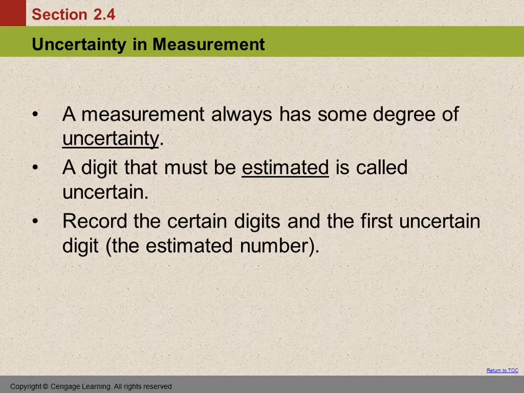Even digital instruments with digital displays have uncertainty. Like my bathroom scale is digital. You turn it on, you step on it, and it displays this number. So for one of my kids, it says 45.7 pounds. Does that mean he weighs exactly 45.7 pounds? No, there is some uncertainty.